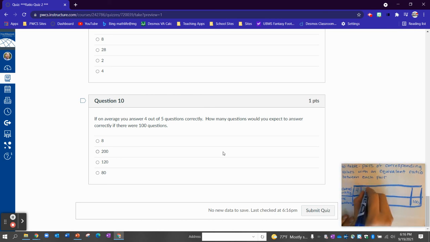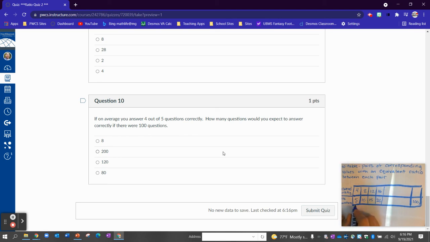Well, this would be a lot of numbers to fill in. To get all the way up to 100, you could get there: 5, 10, 15, 20. So this would be 4, 8, 12, 16, and you could keep counting up. But there is a quick way to get there, which is using multiplication.